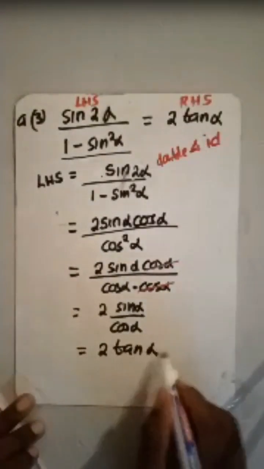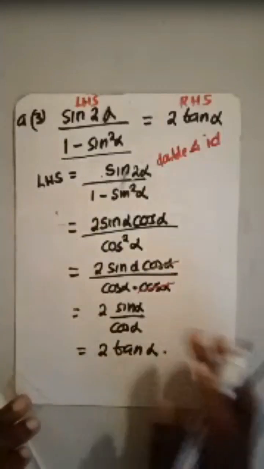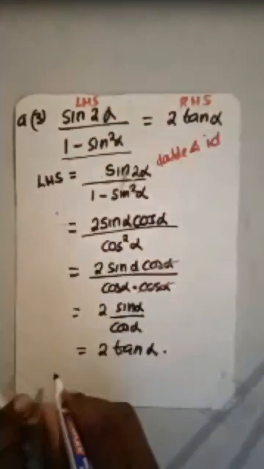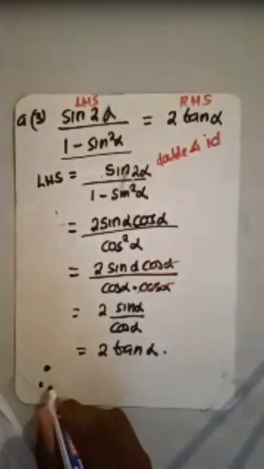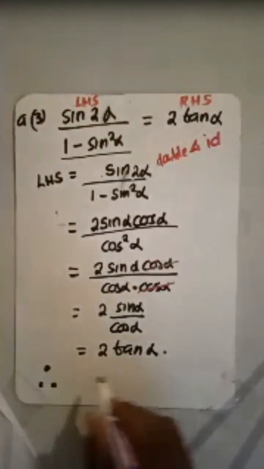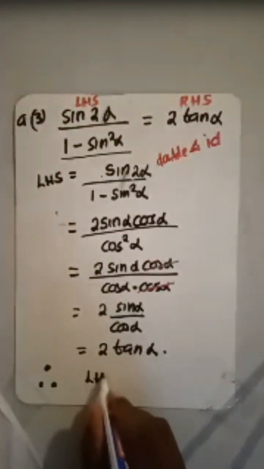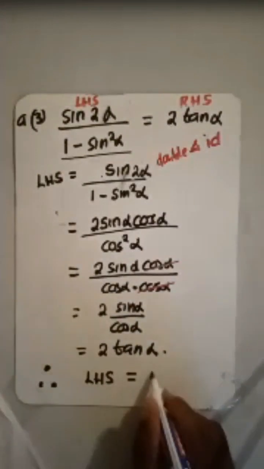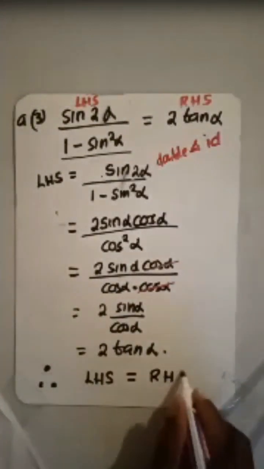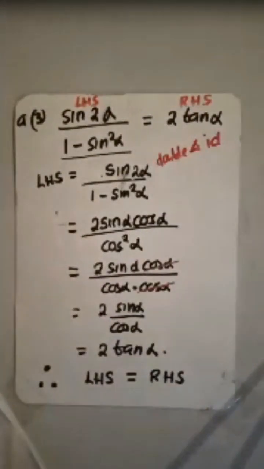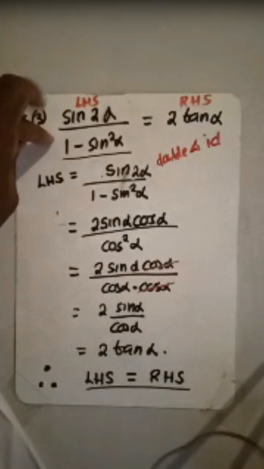So what can we conclude? We have worked the left-hand side such that it's the same as the right-hand side. Therefore, you have to conclude and indicate: therefore, the left-hand side is equal to the right-hand side. So it means we have proved that this one is the same as that.